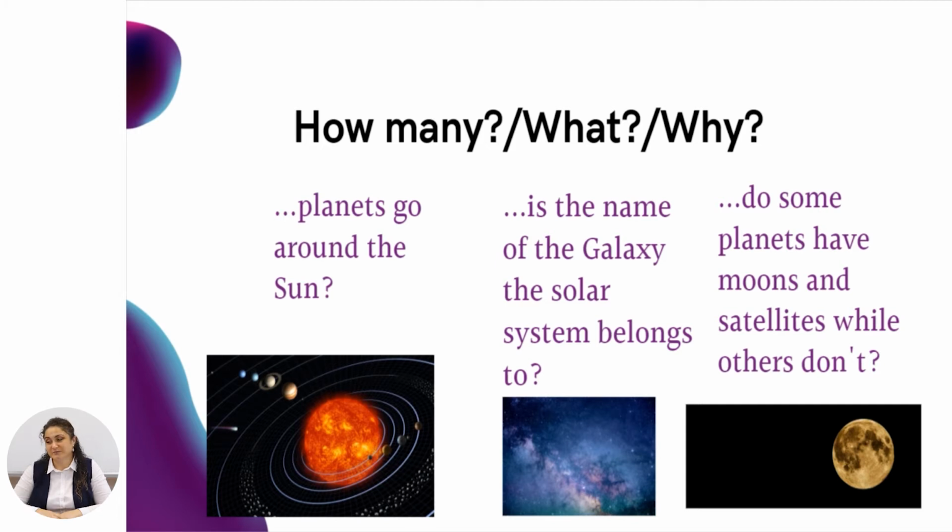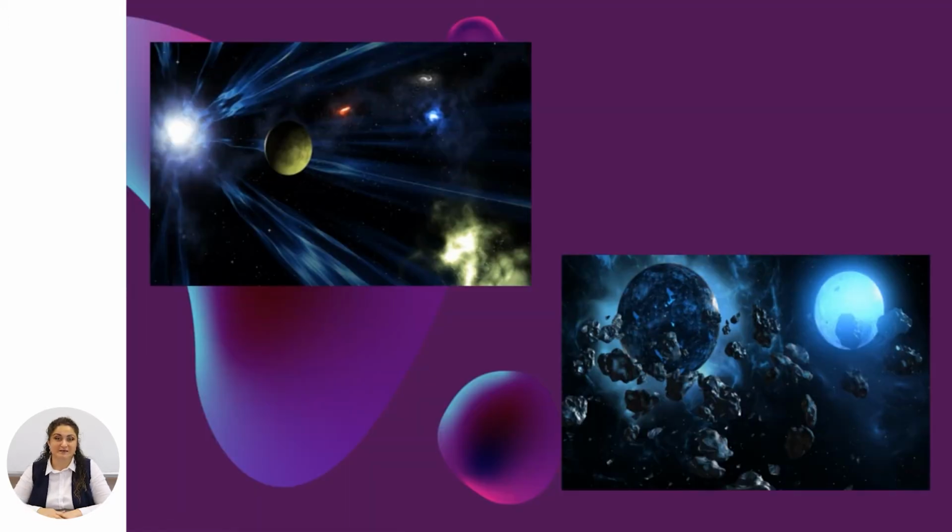And why do some planets have moons and satellites while others don't? Well, some planets were large enough at the beginning and had enough gravity to attract matter that became moons and satellites. That's why some planets have moons and satellites, and some of them don't. Well, I can say that you know a lot about the universe. And now it's time for you to find out what this Big Bang theory is. Are you ready? Let's start.